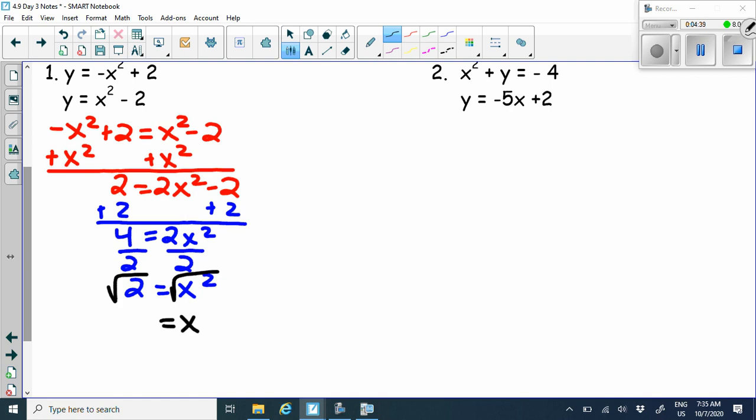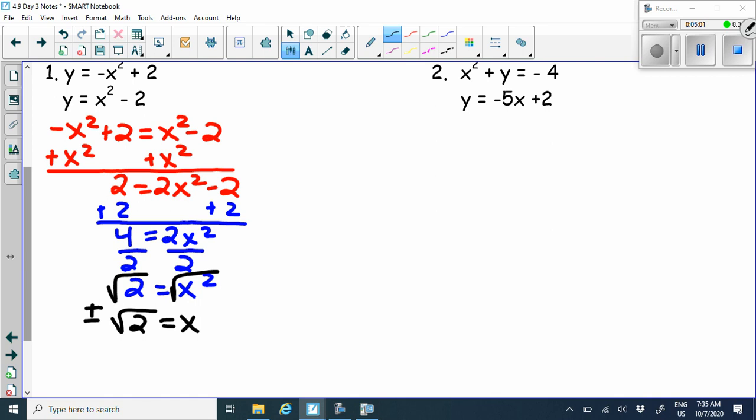So, I get x equals, now is 2 a perfect square? No. Is there a perfect square other than 1 that goes into it? No. So, we just leave it as square root of 2, and don't forget, how many solutions should we have? We should have 2. So, what is that special symbol we need to use? The plus minus.